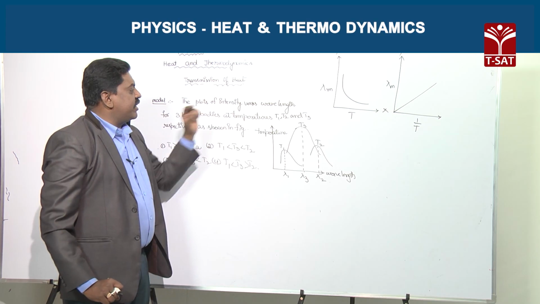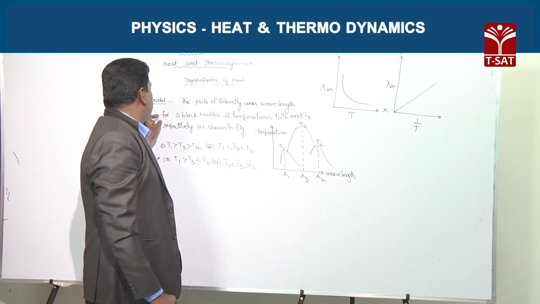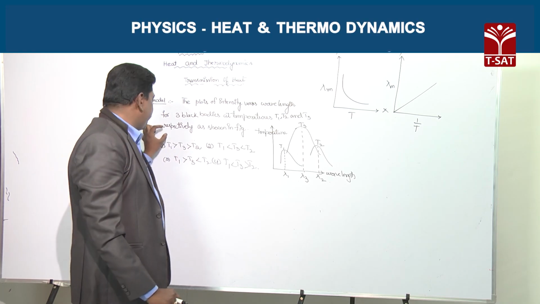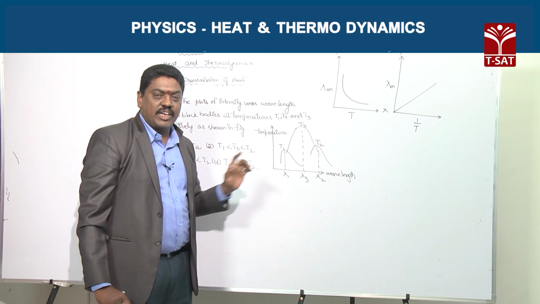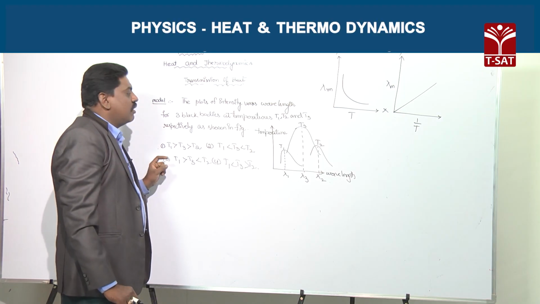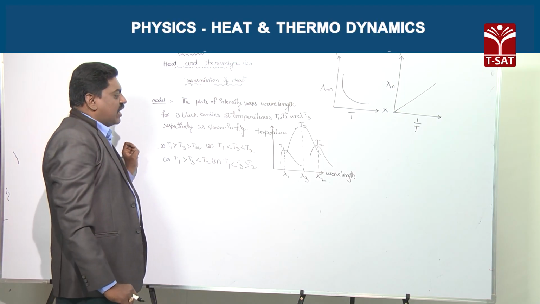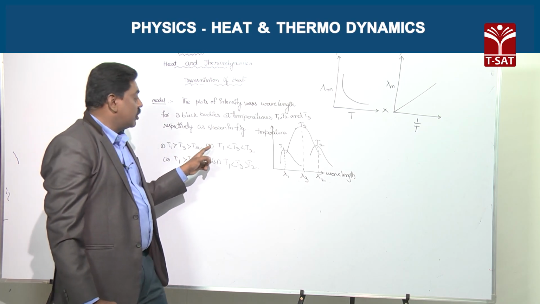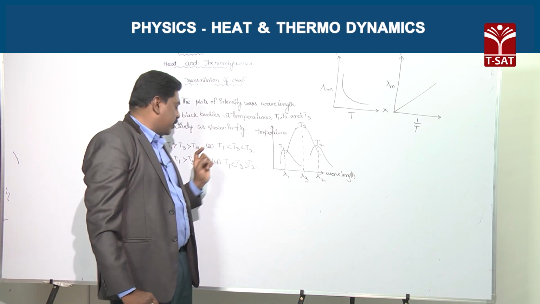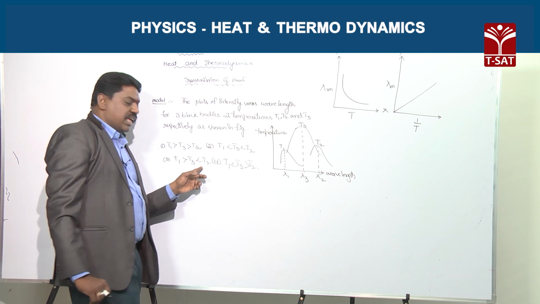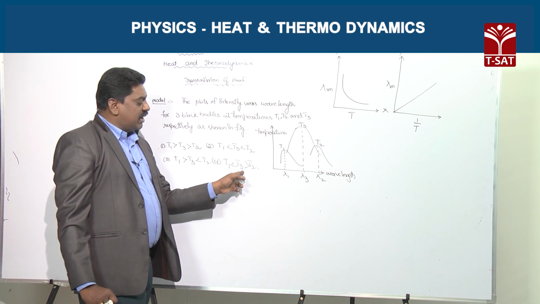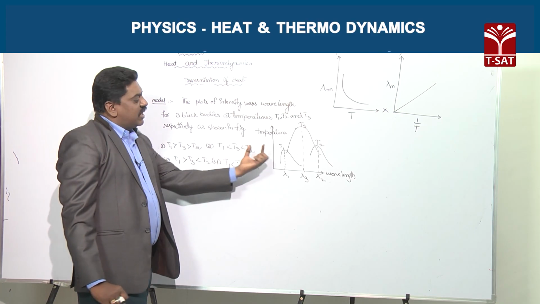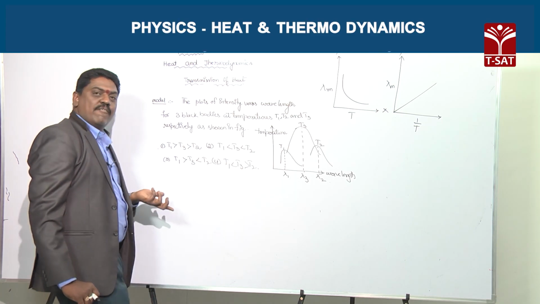The plots of intensity versus wavelength for 3 black bodies at temperatures T1, T2 and T3 respectively, as shown in the figure, are given to us. The options are: T1 greater than T3 greater than T2, T1 less than T3 less than T2, T1 greater than T3 less than T2, T1 less than T3 greater than T2. We have to identify which relation is the correct one for this graph.